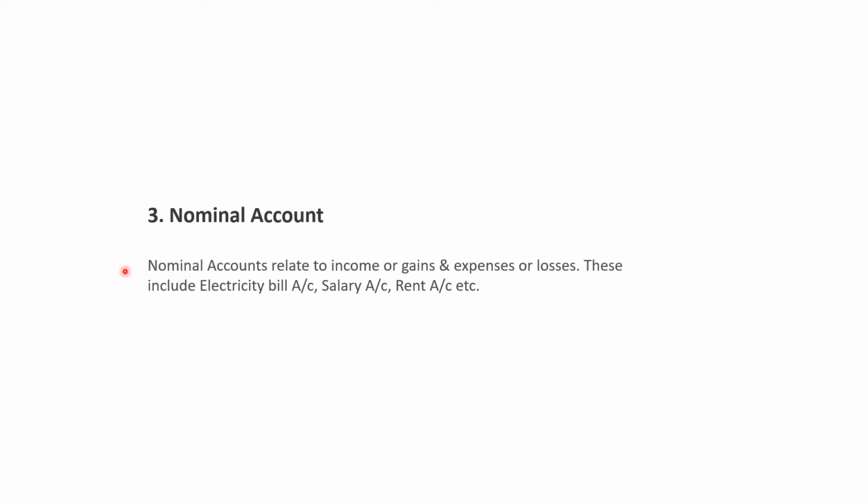Similarly, if you have a property, a land which you have sold off, and the land was in the name of the business, when you had purchased it, the value was, let's say, 50 lakhs. When you sold it off, you got 75 lakhs. So the 25 lakhs that you got over there is profit. That profit is also a part of nominal account.